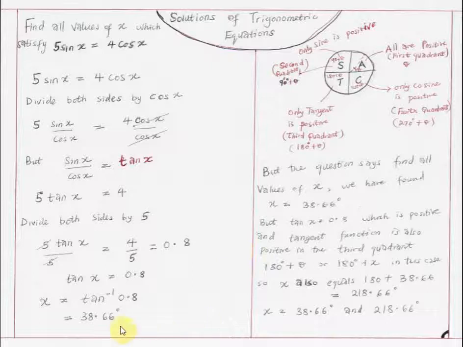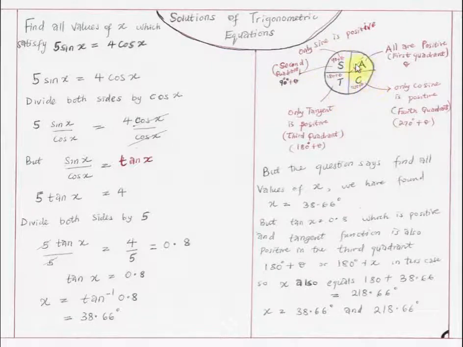Now how do you know if this angle you got is all the value of x? Well, remember that tan x equals 0.8, and 0.8 is a positive number. It doesn't have a minus sign, so it's positive. And the tangent of any angle can only be positive in the first quadrant, which is angles between 0 and 90 degrees, and is also positive in the third quadrant, which is angles between 180 and 270.